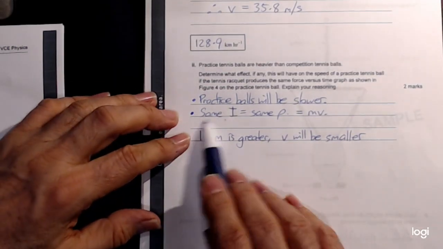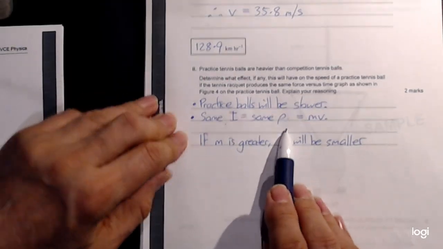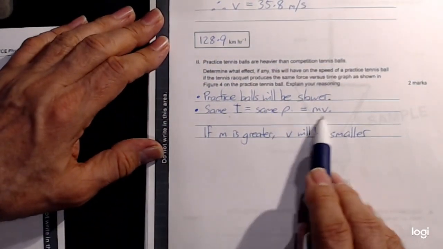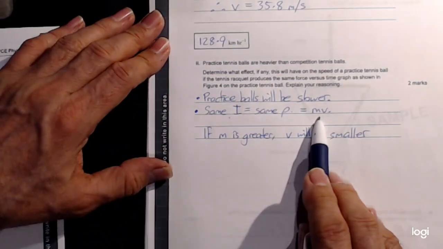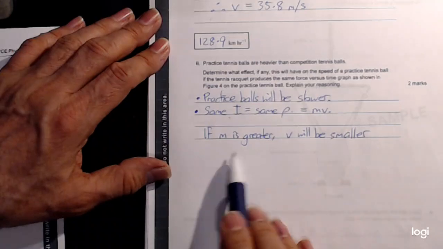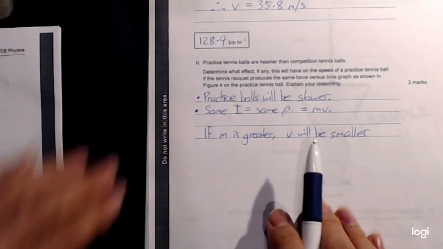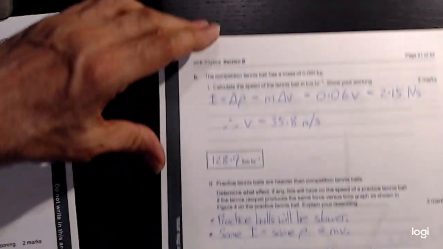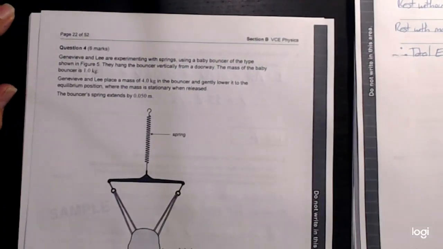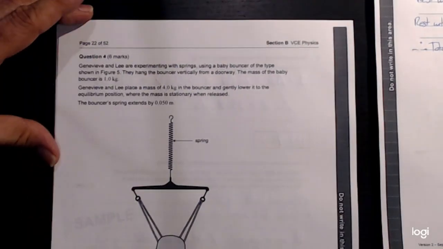Here's the justification. The same impulse equals the same momentum because impulse equals momentum, which means that it's got the same mv, but the m is bigger, so to keep this number the same, the v is going to have to be smaller. That's the justification. All right, practice balls are always slower.